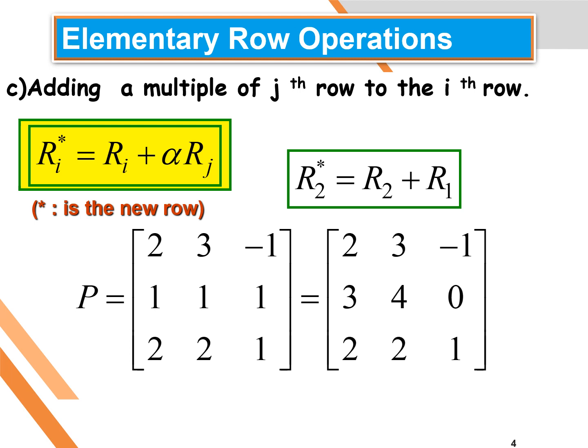So for row 1 and row number 3, we keep all the numbers. And then for row number 2, we will replace it by using the formula. In the first column, 1 plus 2 to get 3. Second column, 1 plus 3 to get number 4. And last, column number 3, 1 plus negative 1 to get 0.